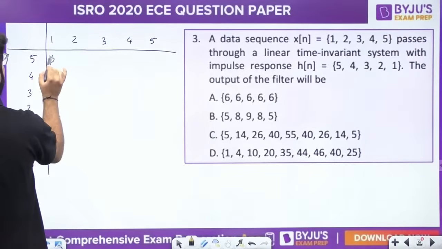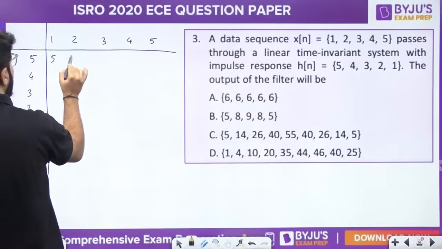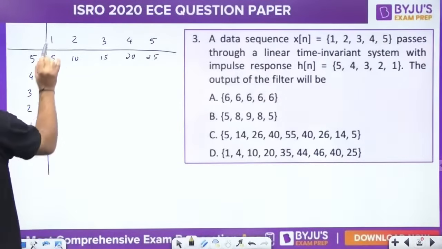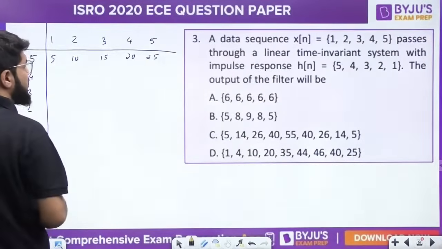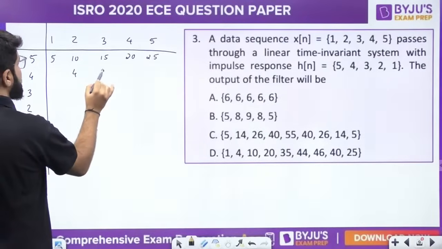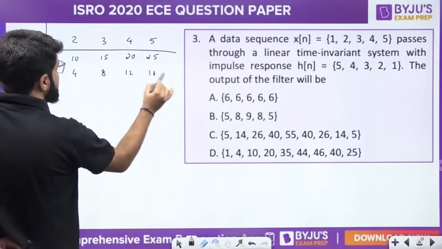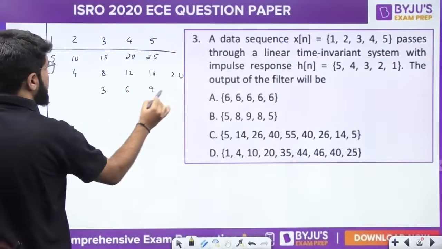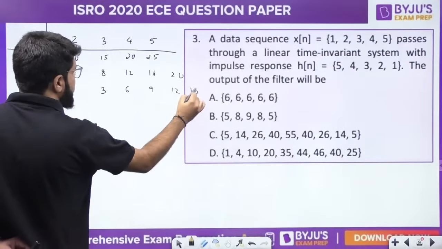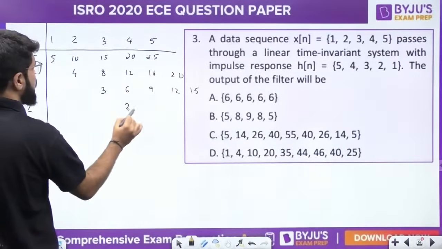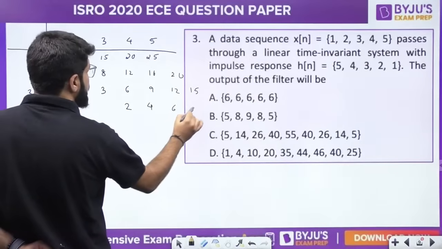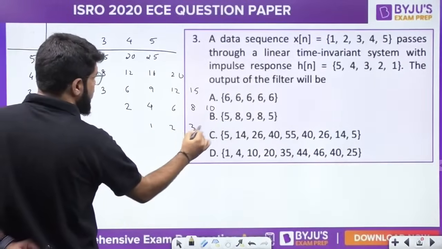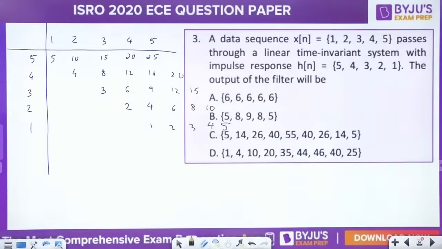Multiply 5 by all the elements on the top: 5, then 5 2s are 10, 5 3s are 15, then 20 and 25. Multiply with 4 and write down the result 1 unit right shifted: 4 2s are 8, 4 3s are 12, 16, 20. Now multiply by 3: 3 2s are 6, 3 3s are 9, 3 4s are 12, 3 5s are 15. Multiplying by 2: 2, 4, 6, 8, and 10. Next is multiplying by 1: 1, 2, 3, 4, 5.